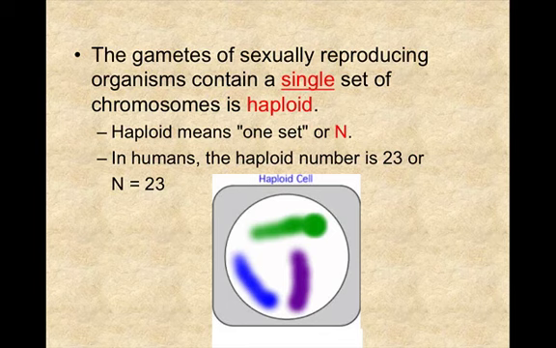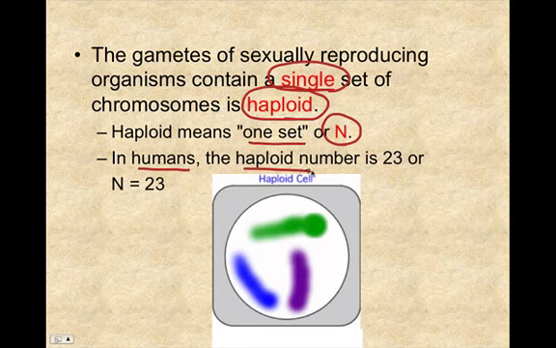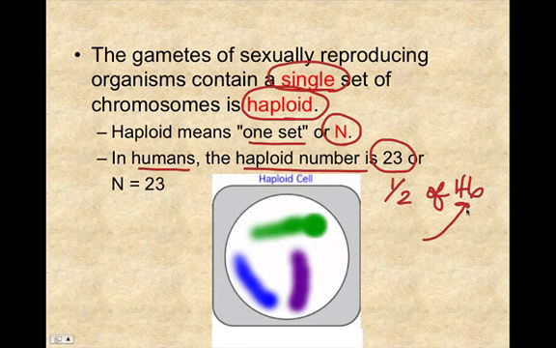The gametes of sexually reproducing organisms, now remember the gametes are egg and sperm, contain a single set of chromosomes that are haploid. Haploid means one set or N. So in humans, the haploid number is 23, which is half of 46. And humans have a total of 46 chromosomes, or 23 pairs.